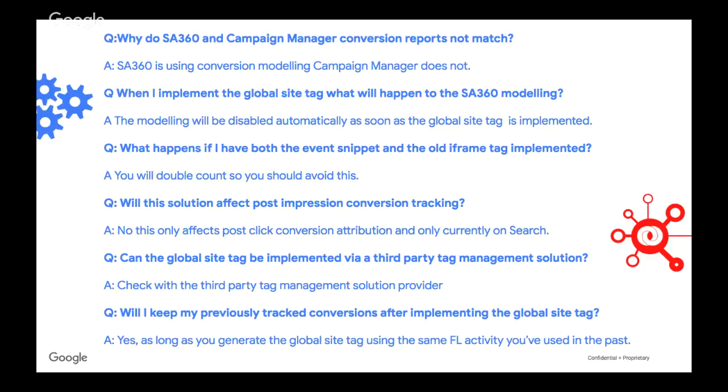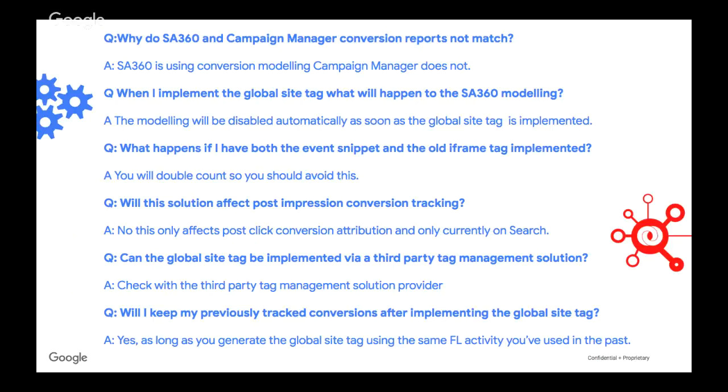So frequently asked questions, why do SA360 and Campaign Manager conversion reports not match? And the answer is SA360 uses conversion modeling, Campaign Manager does not, or SA360 is tracking accurately because you've implemented one of the solutions and Campaign Manager doesn't have that yet. When I implement the global site tag, what will happen to the SA360 modeling? So the modeling will be disabled automatically as soon as the global site tag is implemented. So as soon as you start receiving conversions.